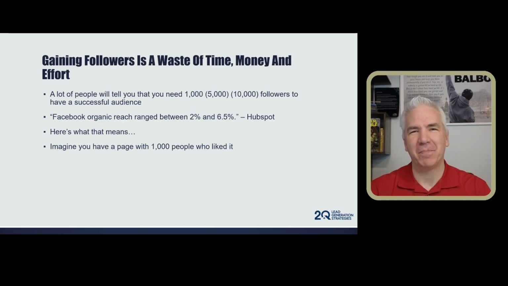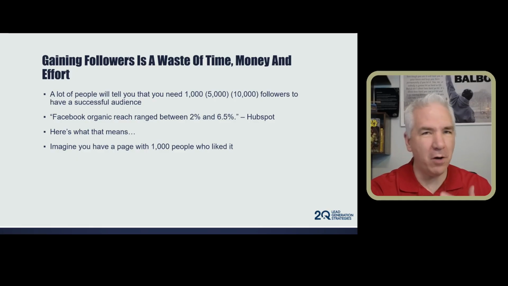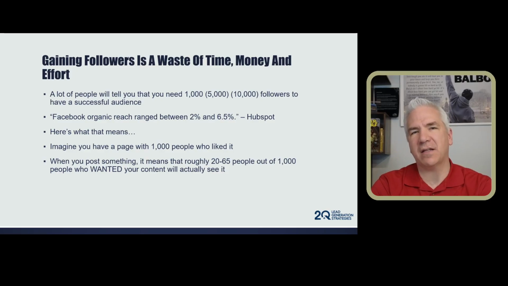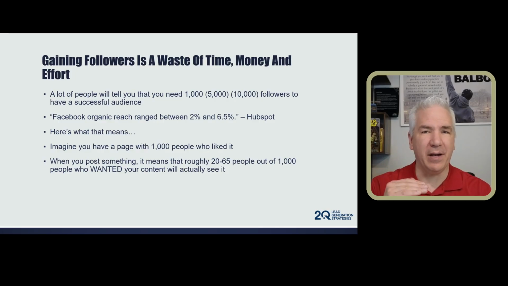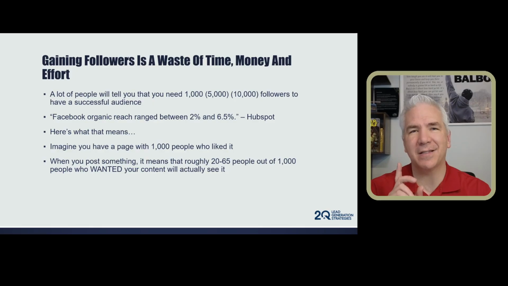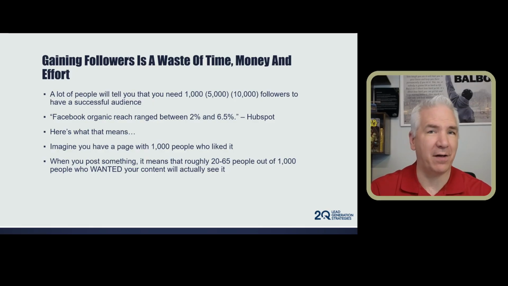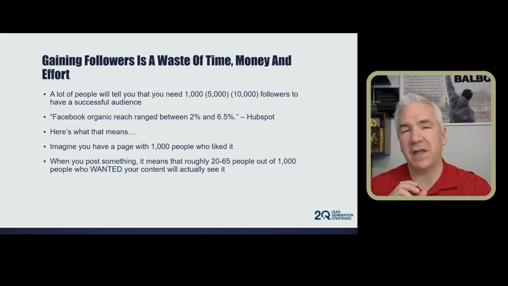So here's the math of what that means. If you have a page with 1,000 followers and you post something, that means on average, 20 to 65 people are going to see it. Do you see why having a huge audience is a waste of time? It's a waste of time because they're never going to see the content that you're posting. See, the problem here is that number one, Facebook limits how many people see it for free. Why? Because they want you to pay. It's really that simple. So, problem number one is they limit it. But problem number two is that the people that they are showing it to, it's the same people over and over again because of how the algorithm works. Again, think about it like this.